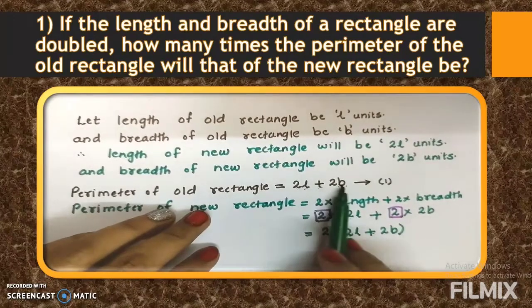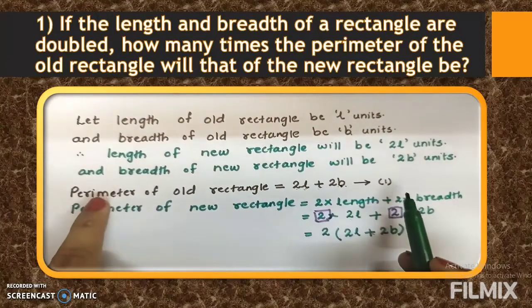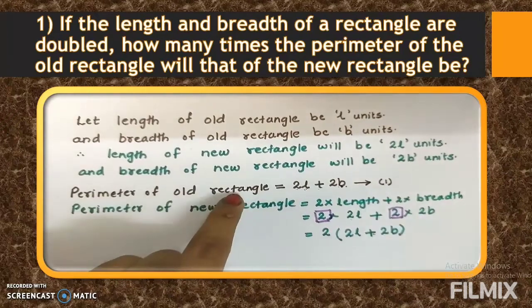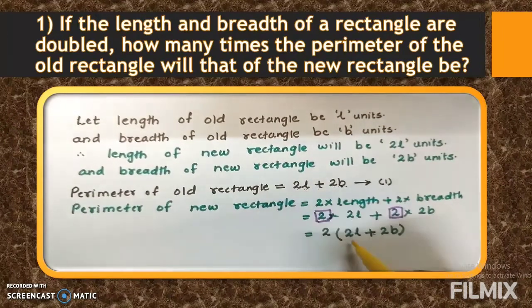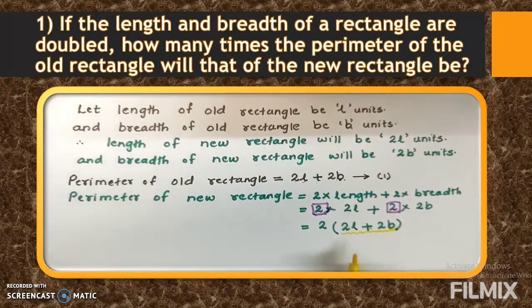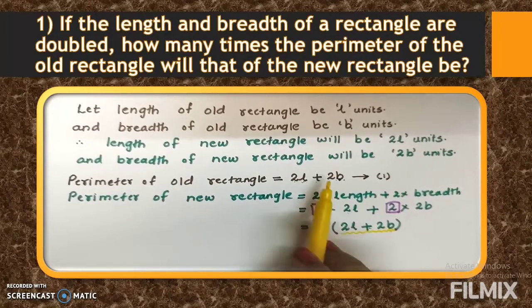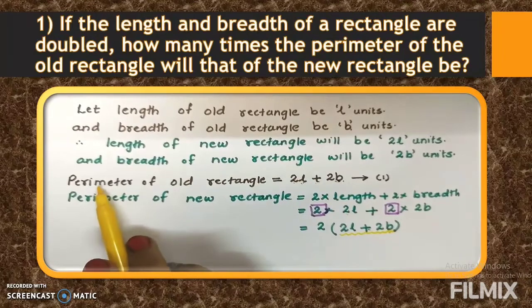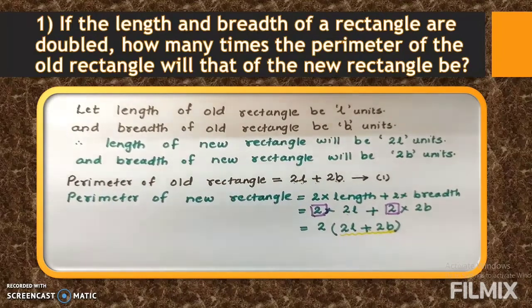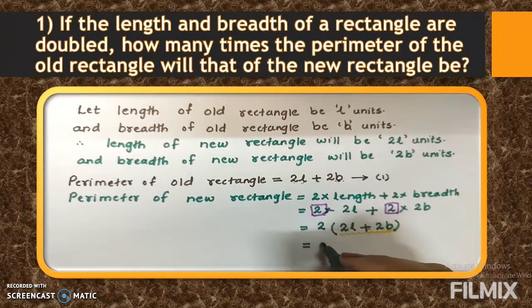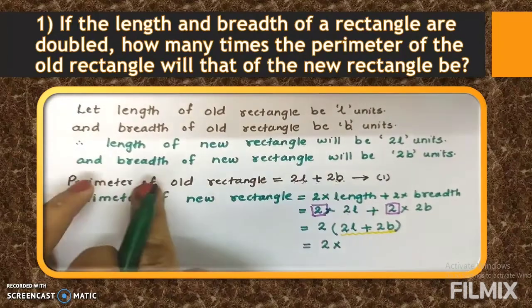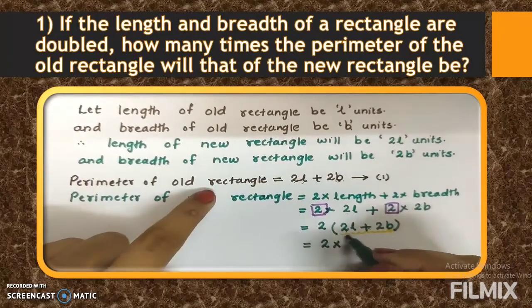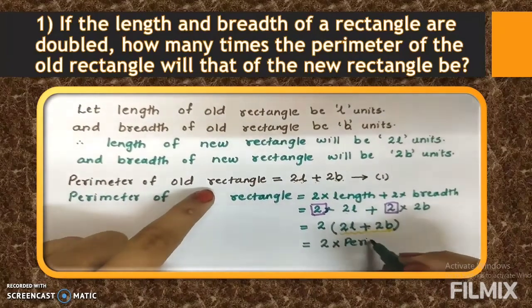2L plus 2B is the value of what? 2L plus 2B is equal to the perimeter of old rectangle. So as we have its value, instead of writing 2L plus 2B, we will write its value. This answer is nothing but our perimeter of old rectangle. So what we will write here is equal to this 2 we will write same, and instead of 2L plus 2B we will write perimeter of old rectangle.